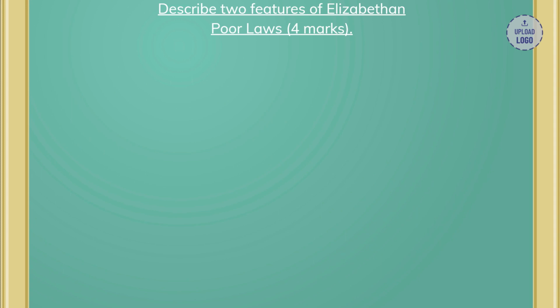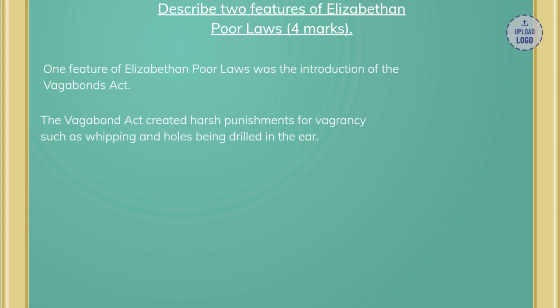So first we will start with our first feature and we will give one of the Elizabethan poor laws. One feature of Elizabethan poor laws was the introduction of the Vagabond Act. And just like before, we need to give a supporting detail to gain our second mark. The Vagabond Act created harsh punishments for vagrancy such as whipping and holes being drilled in the ear.